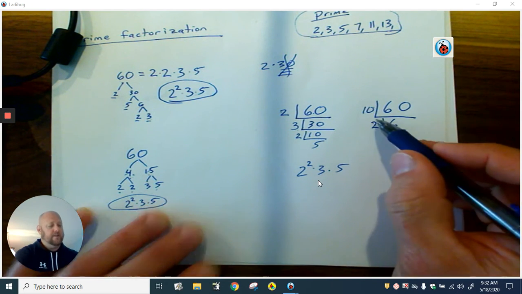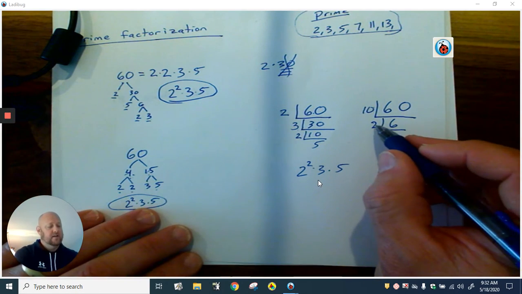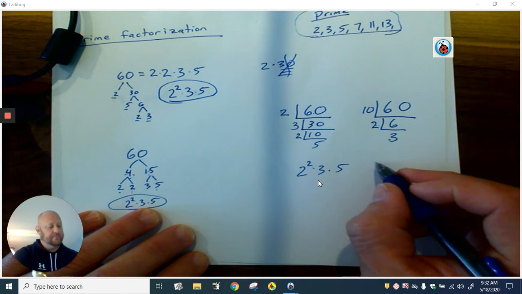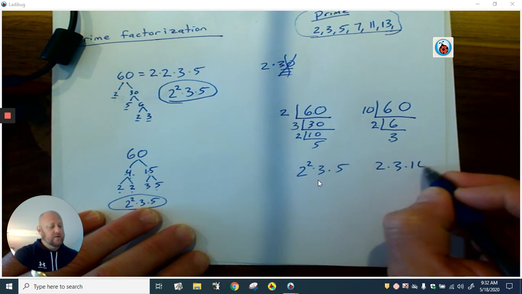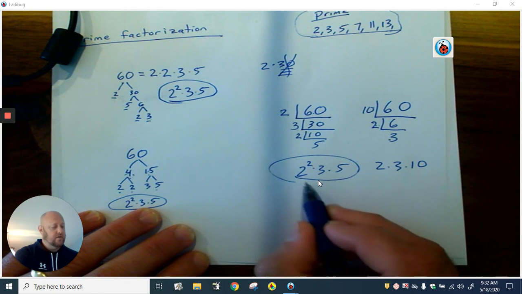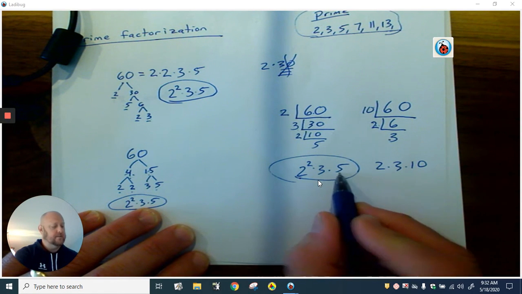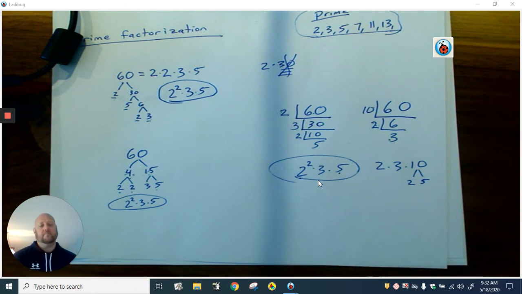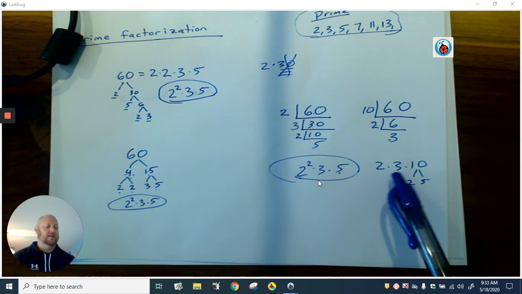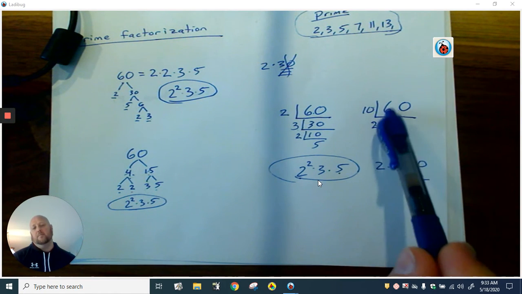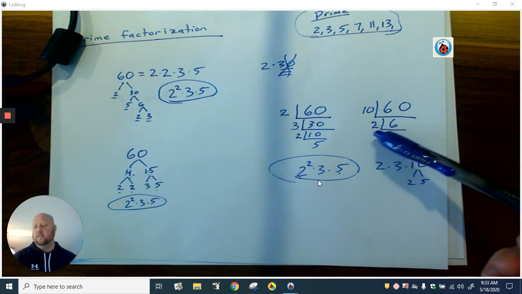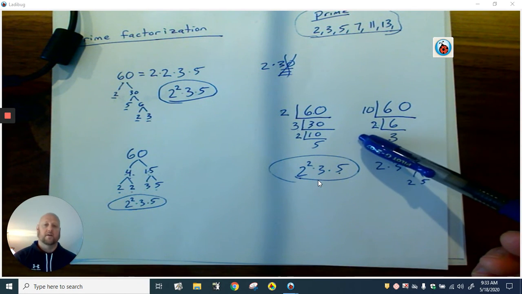Well, now it looks like I only have a 2, a 3, and a 10, right? Well, where'd the rest of the answer go? I'm missing a 2 and I'm missing a 5. Well, that 10 is where the other 2 and the 5 are located, okay? So this is a common mistake that people will make with the ladder method. It's correctable, but it's something that you have to be very careful with.